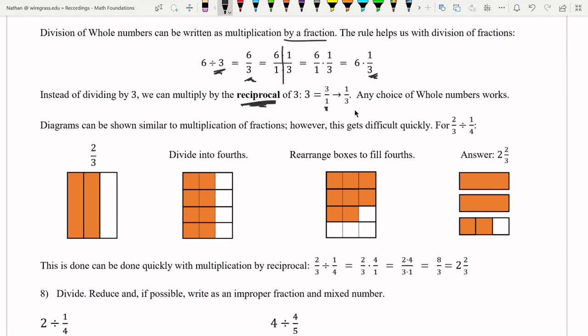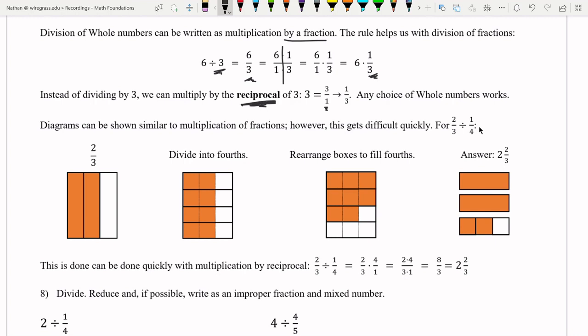And this will work for any choice of whole numbers. It will also work for fractions. But let me show you a diagram of this. Diagrams are very hard to show for large numbers because of what we have to do here. But I can show you for small numbers, and it can show you how it works in general.